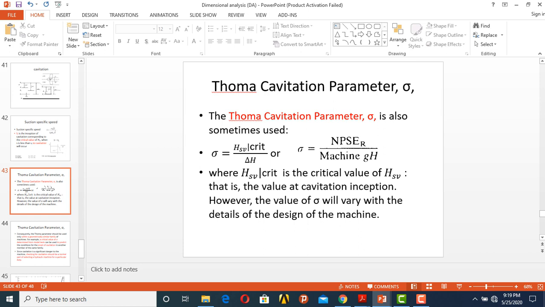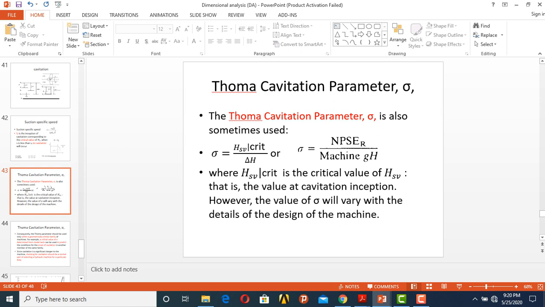Hence, the easier or simpler way to come up with this is where we compare the specific speed of the machine to the Thoma number. The specific speed of a machine is related to the Thoma number. So once you know the specific speed of the machine, you can find the Thoma number. We also know the specific energy of this machine.